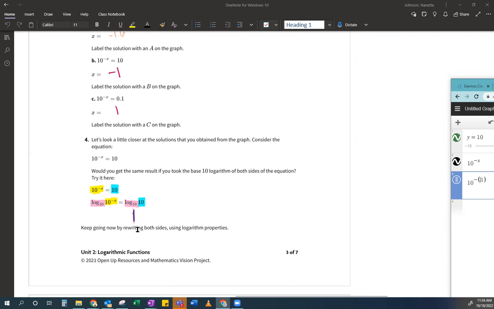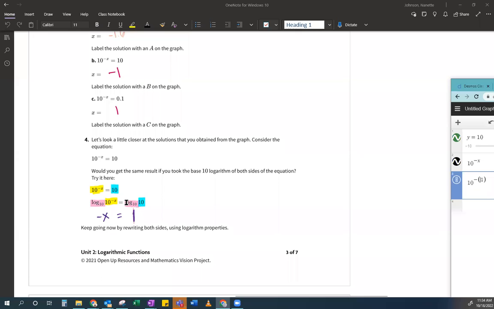1 equals 2. All right, here's the kicker though. Hey, what's log base 10 of 10 to the negative x? What is this going to simplify to? Negative x. Very good. Ms. Johnson, how did it become negative x? This is the power rule.